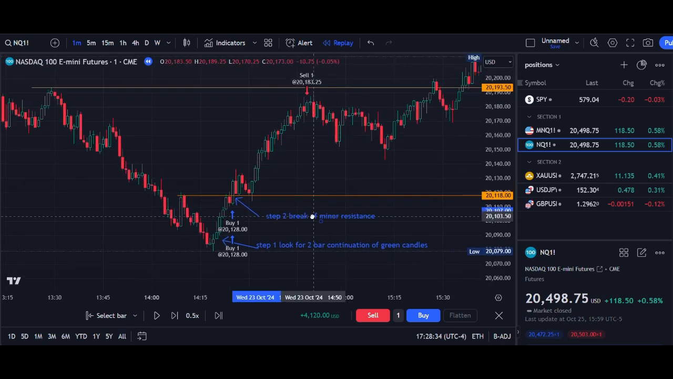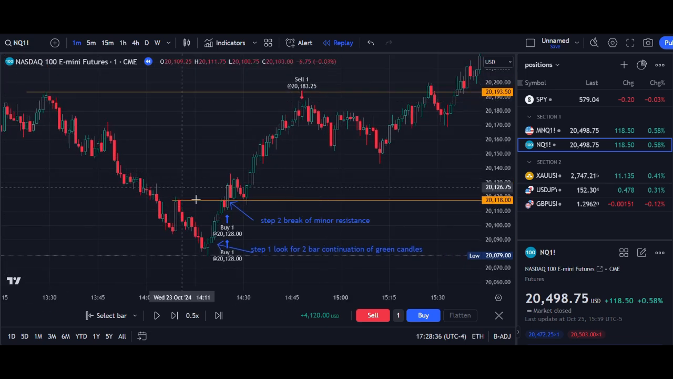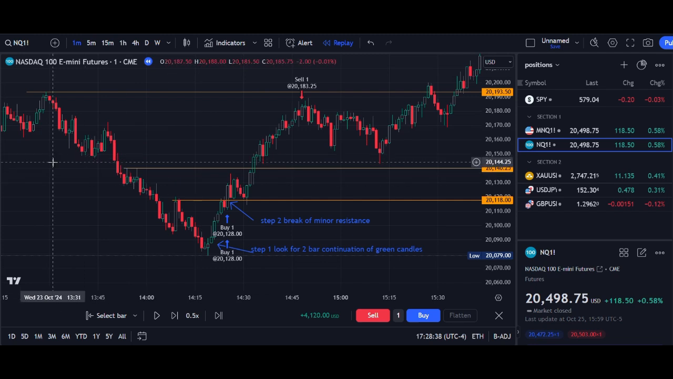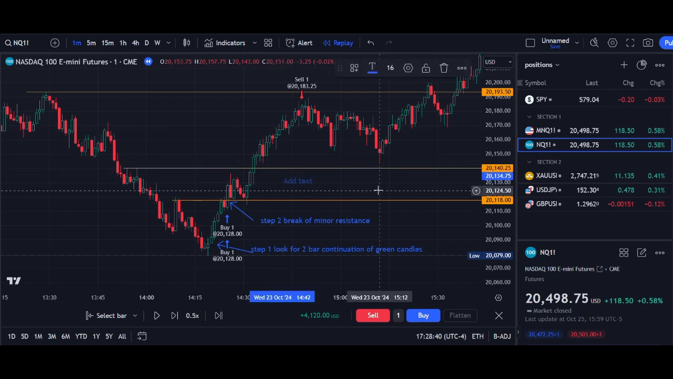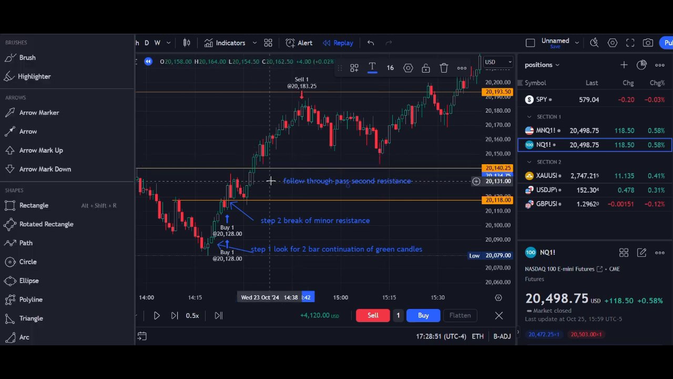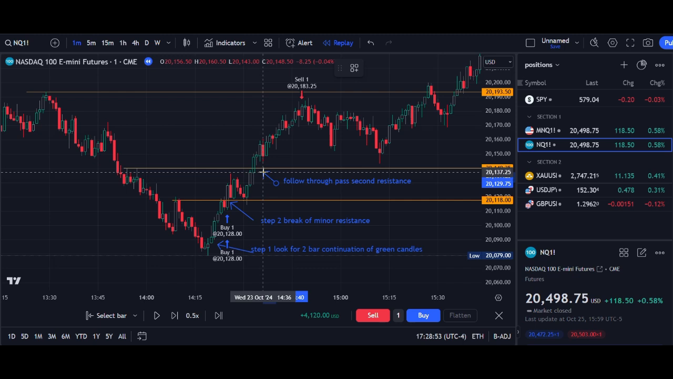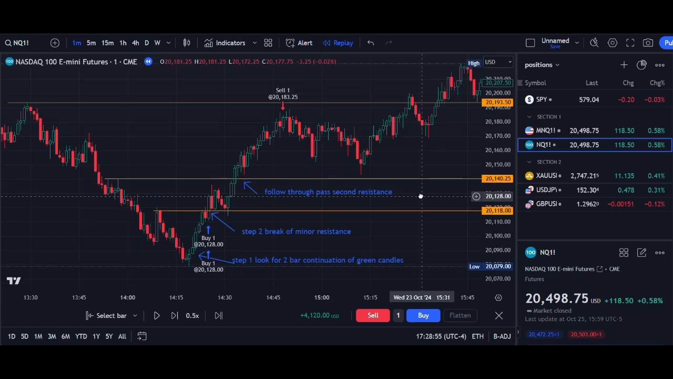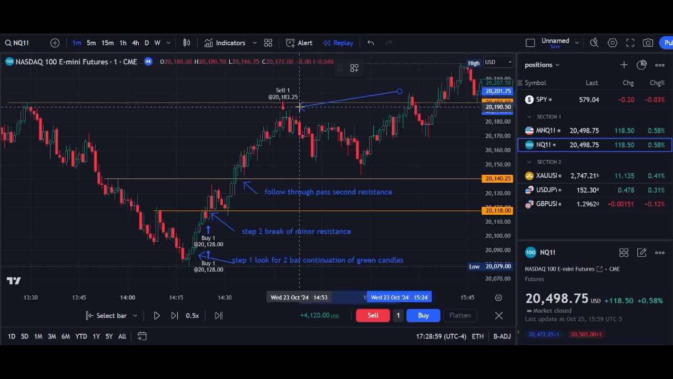Okay, and then step 3, follow through past second resistance, which is right there, right? Take profit.